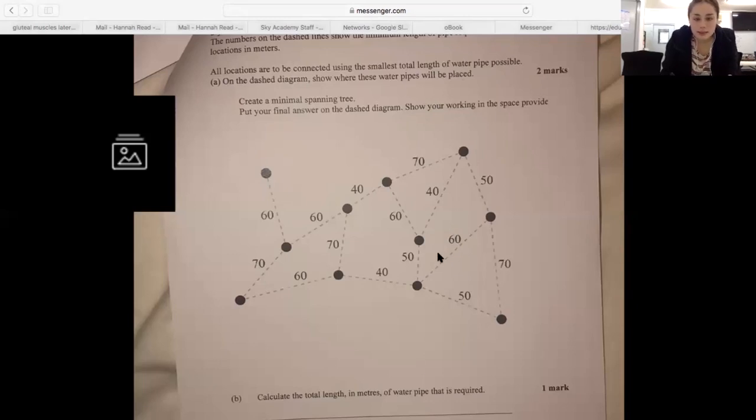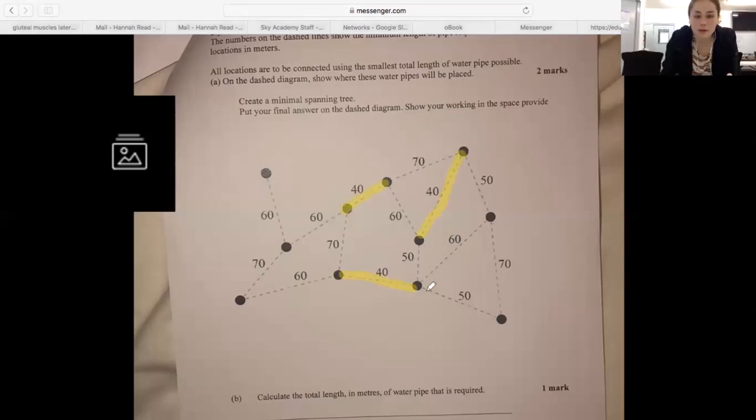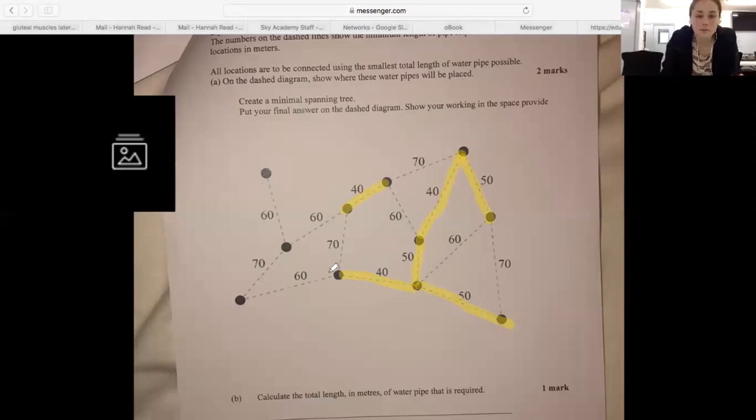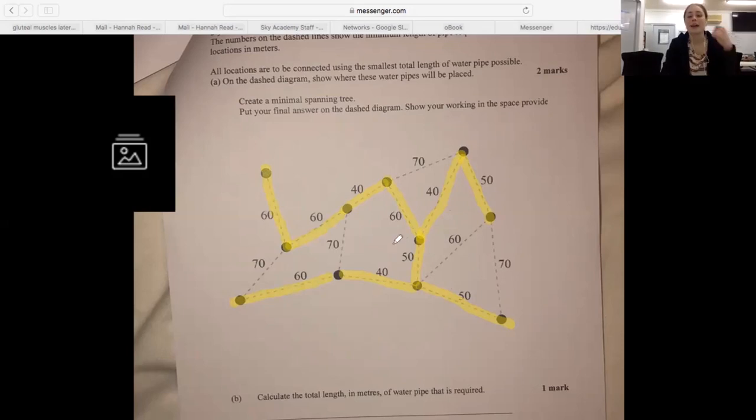Okay, let's attempt it. We want 40, 40, 40. What else? 50, 50, 50. We have to do that one. 60. Did you get something like that? Oh no, it's not connected yet. Dang it. Wait, why isn't that connected? Now it is. It wasn't before. I quickly fixed it. I don't know if there's any other ways. Let's have a look.